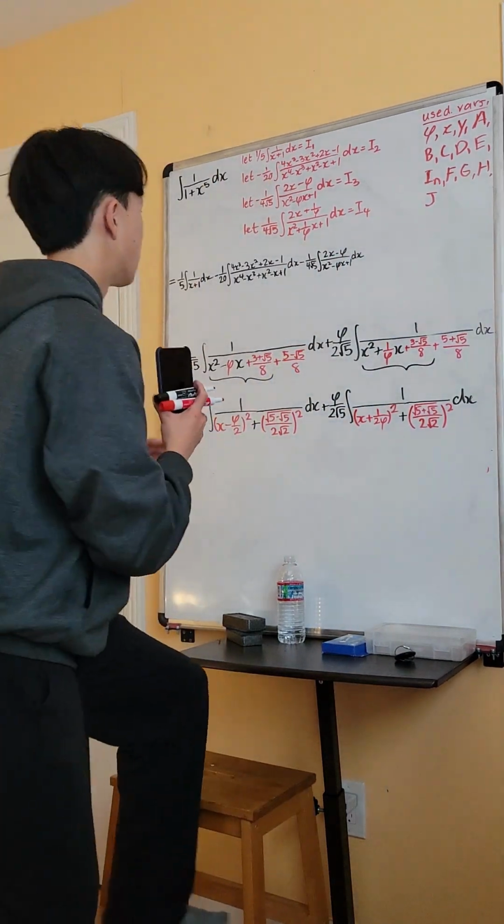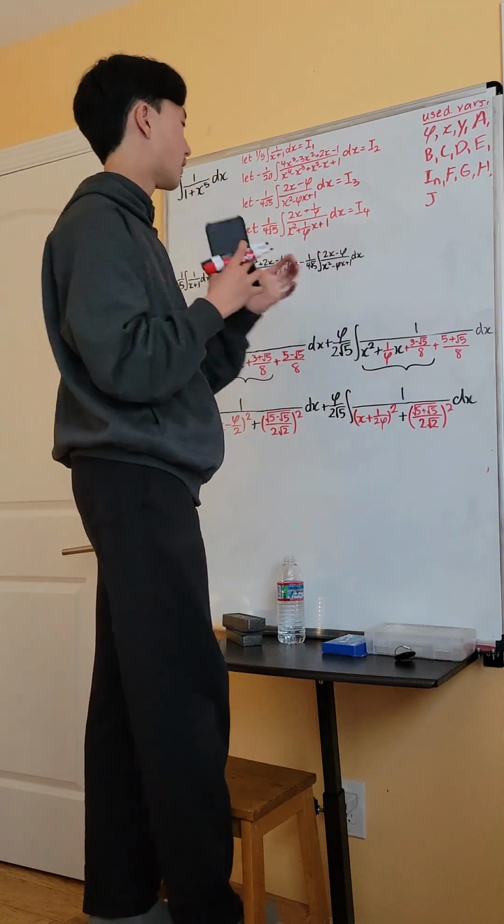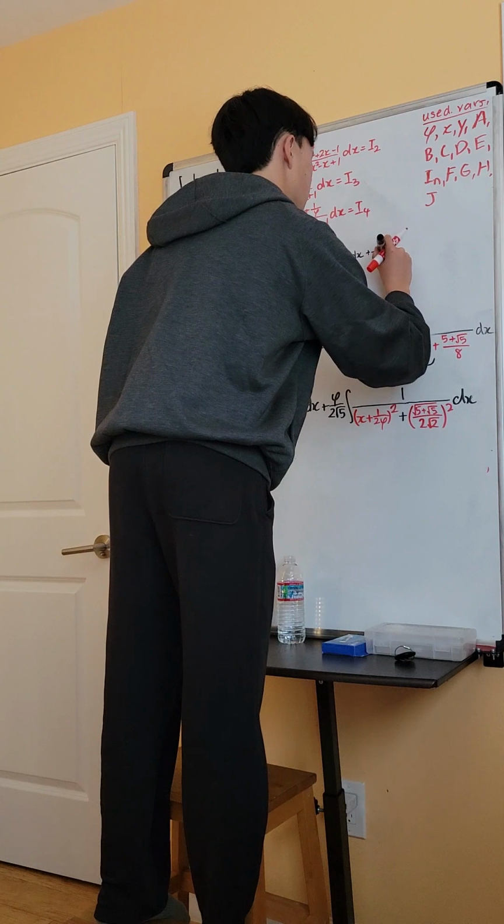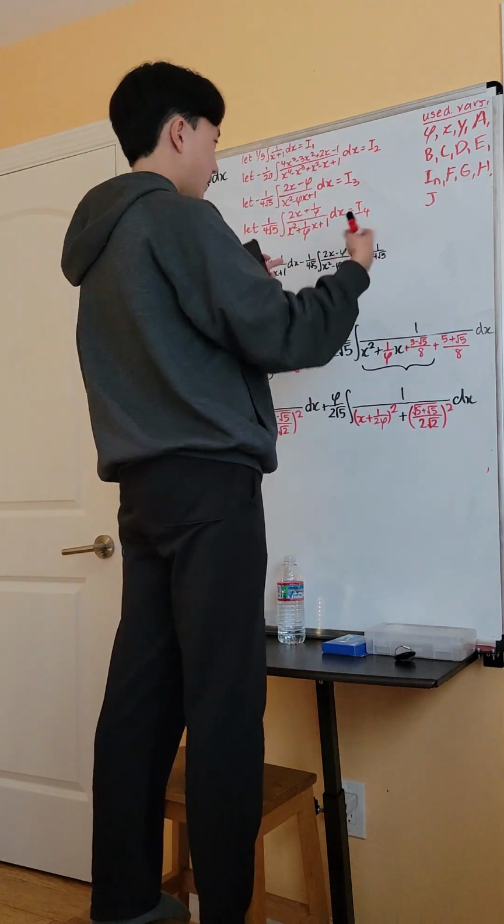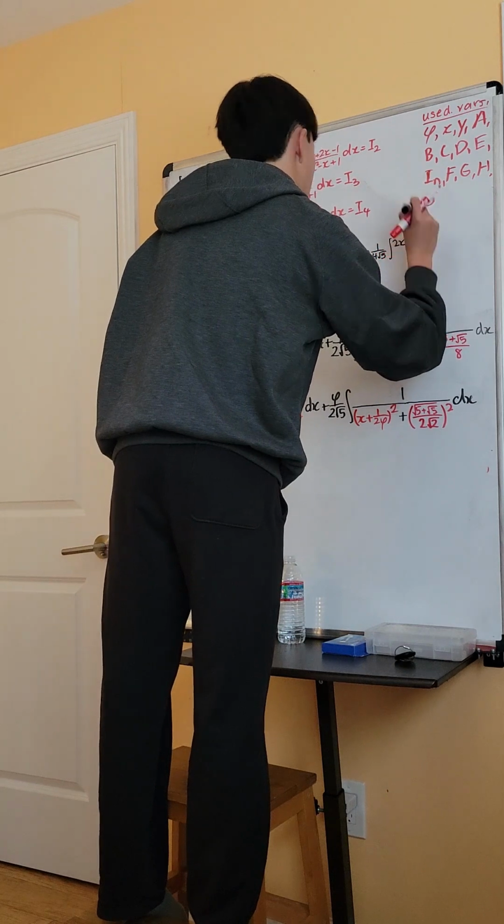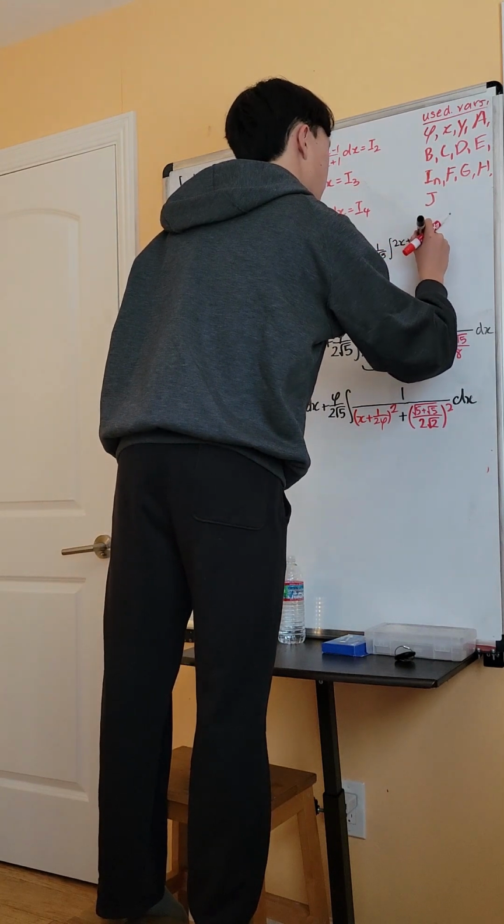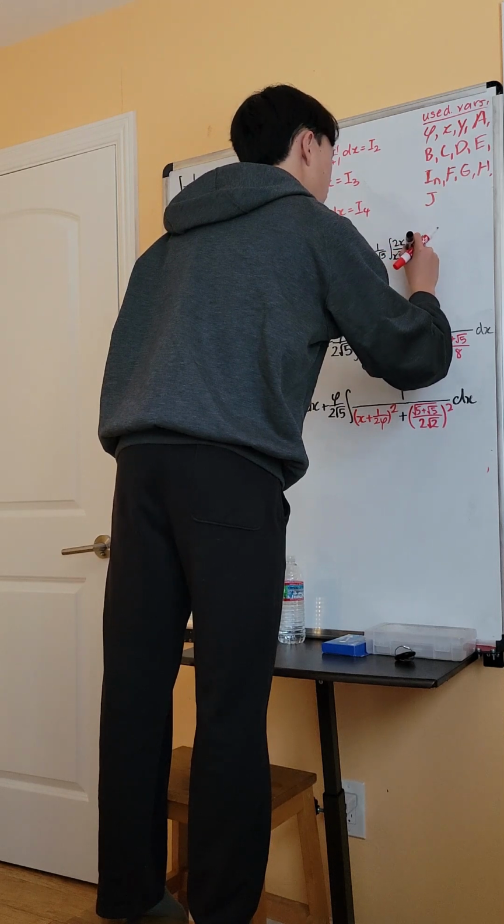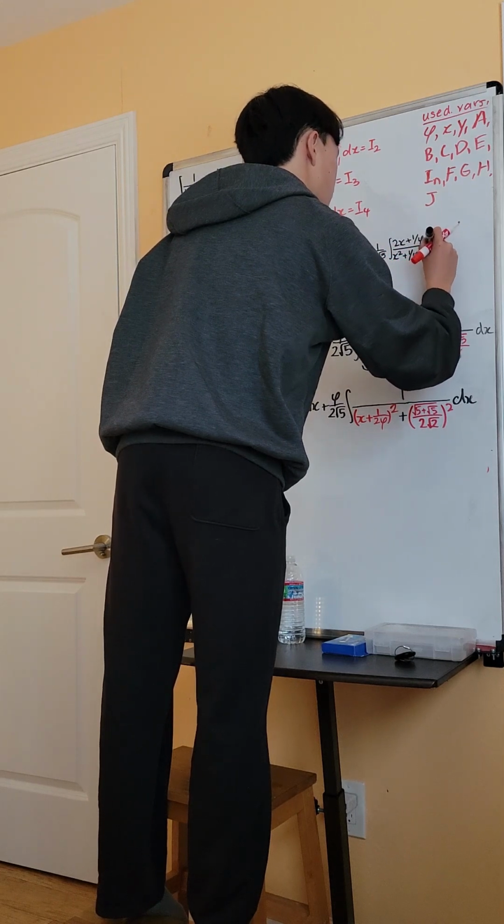Alright, and then now we have I4 that's also added on. So we get plus, the coefficient is 1 over 4 root 5. Then this integral, similar to this one, the top is the derivative of the bottom, right? So we get 2x plus 1 over 5 over x squared plus 1 over 5x plus 1 dx.